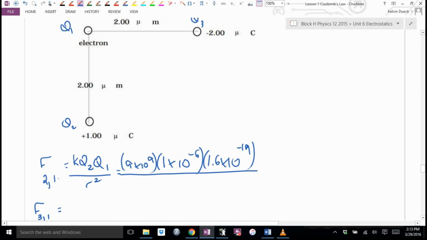How far apart are charge 1 and charge 2? 2 micrometers. 2 times 10 to the negative 6, squared. Micro is 10 to the negative 6.